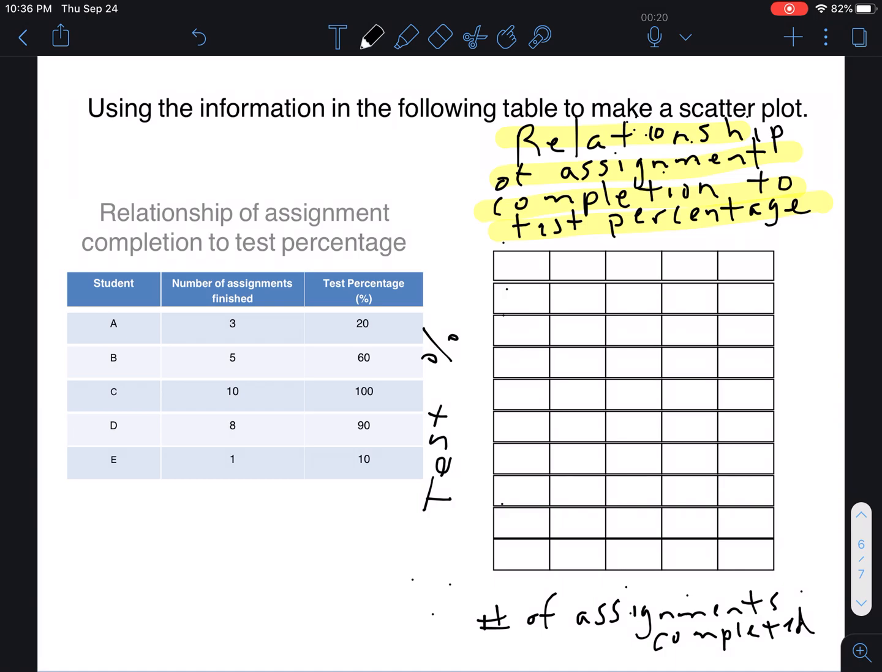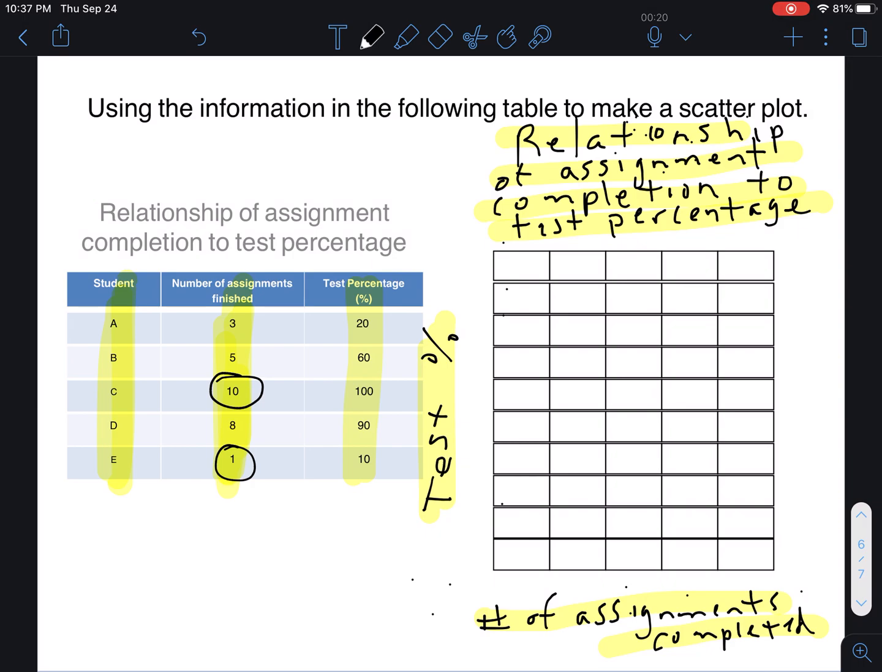So here you've got some data. We've got 5 students, A, B, C, D, and E. We have the number of assignments they finished here, and then we have the test percentages. What kind of a score did they get on the test? So we put the number of assignments completed here on the bottom as our independent variable, and then their test percentage going up the side. So here in the middle, we have the number of assignments completed, and the lowest number is 1 assignment completed, and the highest number is 10.